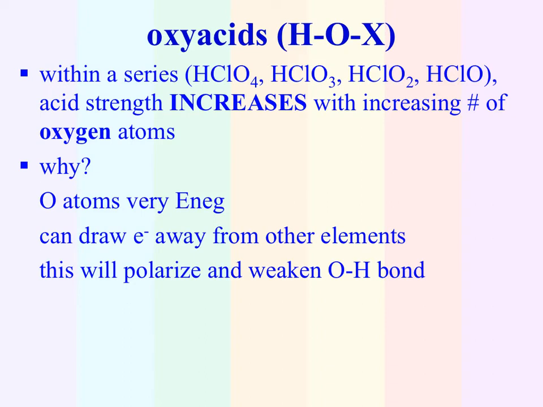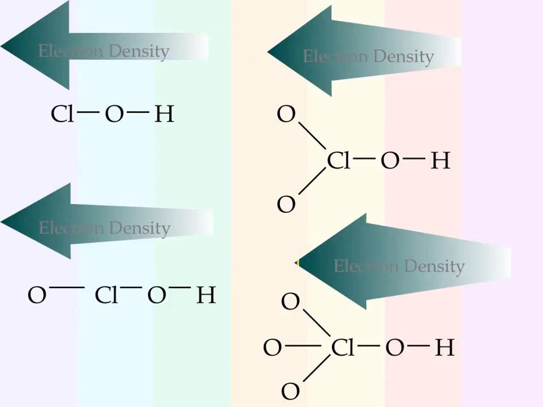So we can look at a quick diagram to help us visualize this. Okay, so these are all the oxyacids that we were discussing before. Notice our HClO4, our HClO3, our HClO2, HClO. In each one of these examples, notice that there's a hydrogen attached to one of the oxygens.